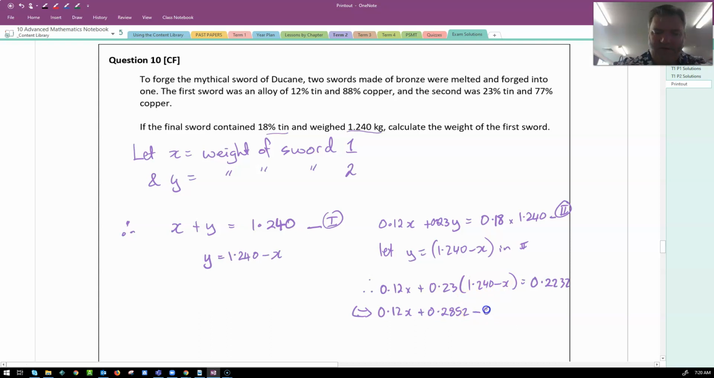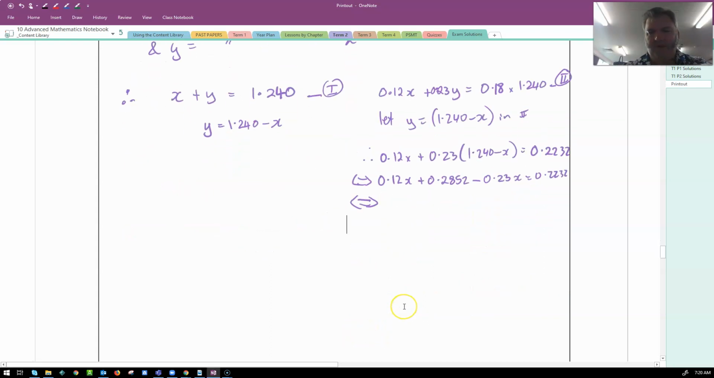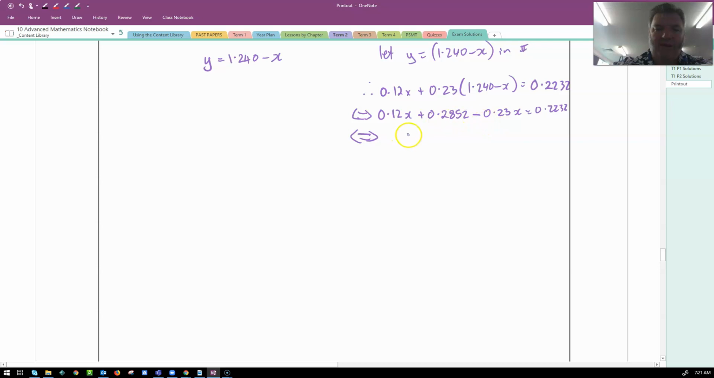And then minus the 0.23x equals 0.2232. Tidy up that left-hand side. I'm going to have 0.2852 minus 0.11x, and that's equal to 0.2232. Equating my terms together, I am left with 0.062, so subtracting the 0.2232 from each side, 0.062, and adding 0.11x to each side is going to equal 0.11x.